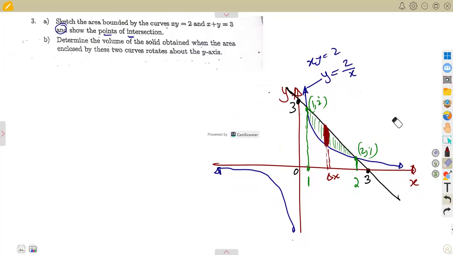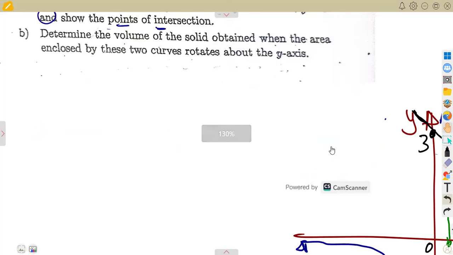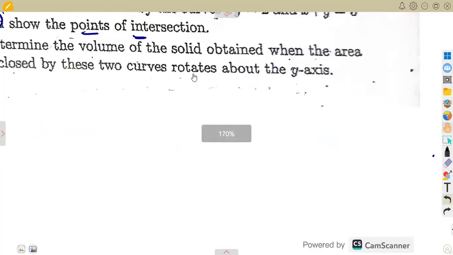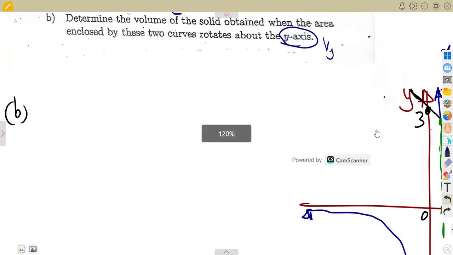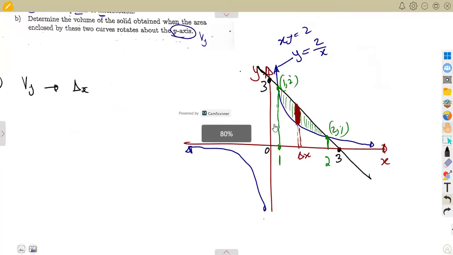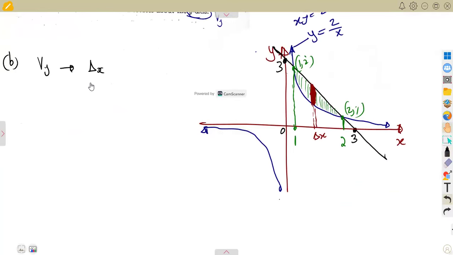On the B part, they want us to determine the volume of the solid obtained when the area enclosed by the two curves rotates about the y-axis, meaning we need to calculate Vy. So the volume is for y. But according to our diagram, the strip is for x. The strip there is for x, but they need us to calculate the volume for y.